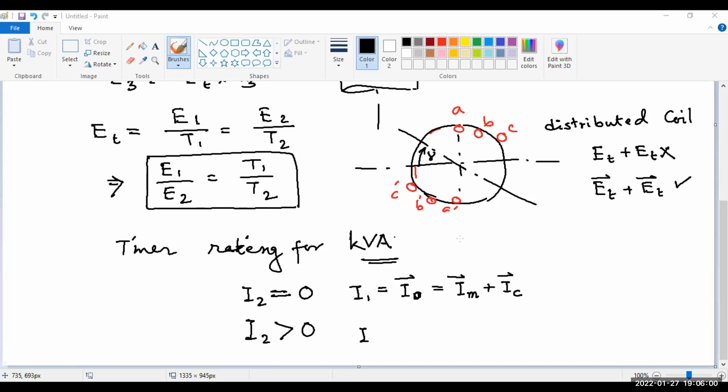Okay, so one thing you have missed. When load mutual coupling is there, there will also be a current in the primary side. When the load is connected across the secondary, current flows in the secondary winding, which opposes the primary flux and tries to reduce the overall flux.